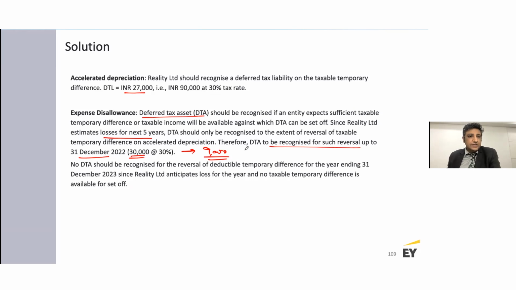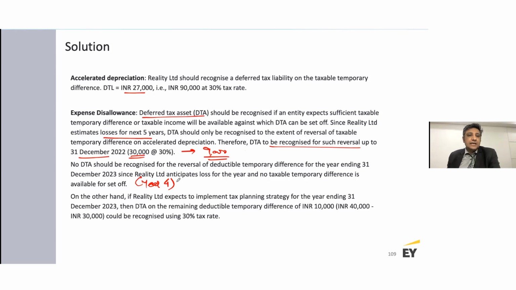Which obviously the conclusion is no DTA should be recognized for the reversal of deductible temporary differences for the year ended 31st of December 2023. Now, this is year 4, of course, right? Since Reality Limited is expecting losses and there are no taxable temporary difference for offsetting purposes. However, if Reality Limited expects to implement tax planning strategies for that year, only in that context a DTA should be allowed to be recognized on that remaining 10,000 rupees.